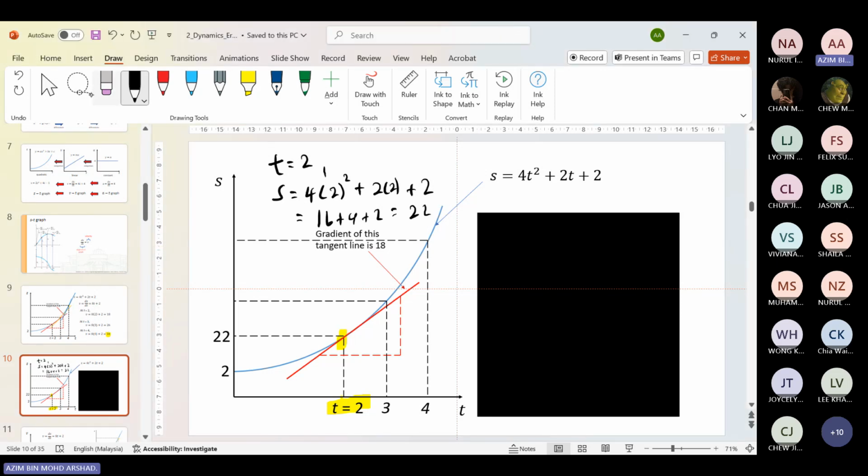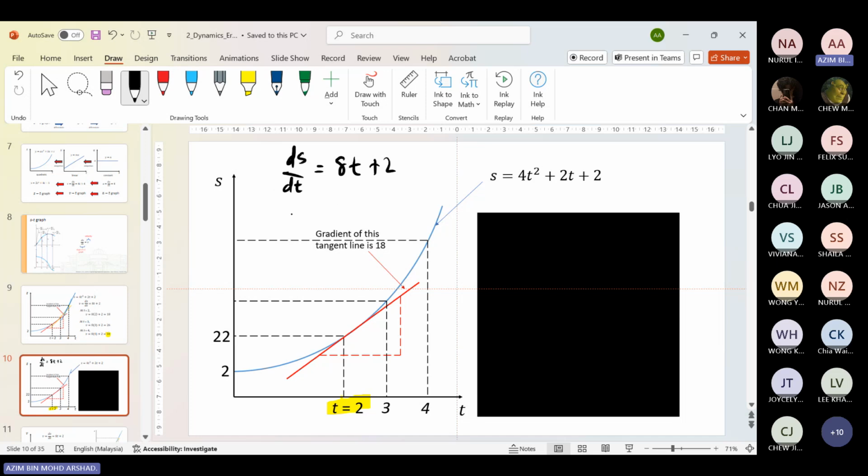We're talking about this specific point right here, t equals 2, and when you substitute t equals 2 in this equation, you'll get s equals 22. So if we differentiate s by t, we get ds/dt equals 8t plus 2. This equation right here.